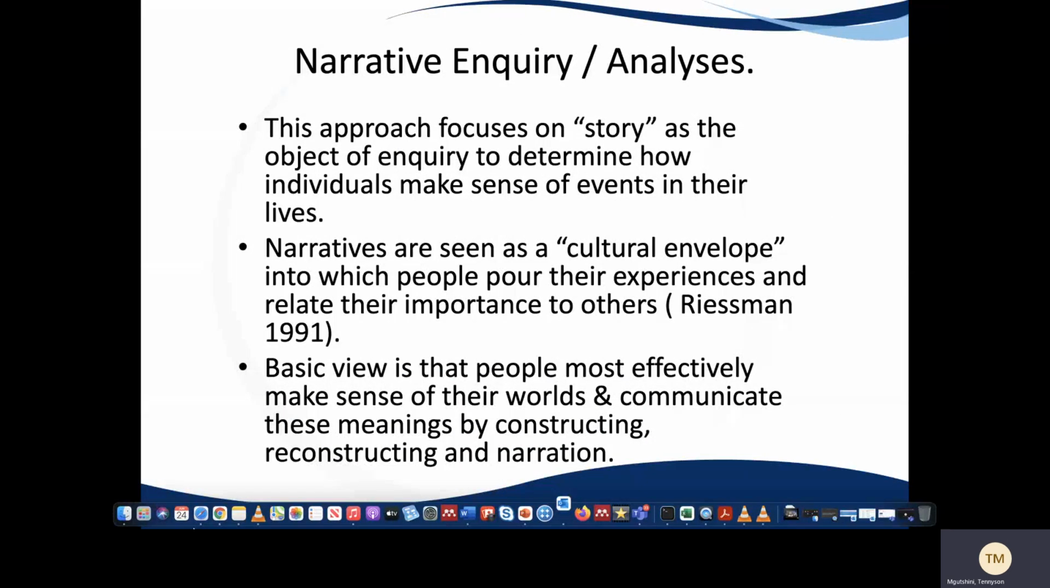Now, the final example that we're going to look at, the final tradition, is this tradition that they call narrative inquiry or narrative analysis. And this approach in qualitative research focuses on the story as the object of inquiry. You know, we said phenomenology was focused on the insider perspective as the object of inquiry. We said case study was focused on the case. We said that ethnography was focused on the culture or the social group. Narrative inquiry is focused on the story. And it focuses on how individuals make sense of events in their lives.